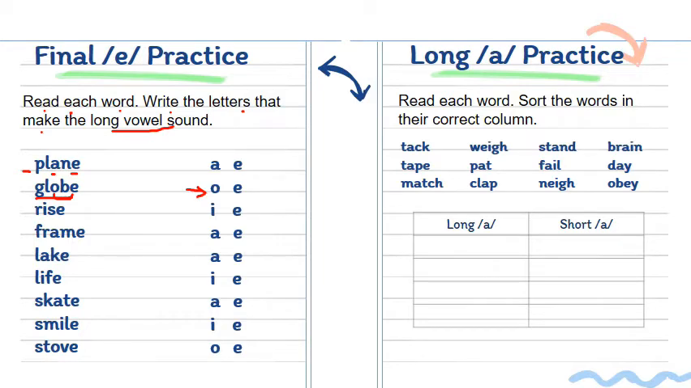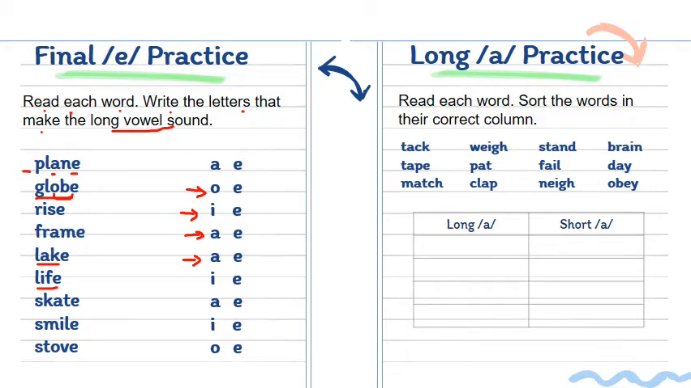Next, I have rise. What are the letters that are making the long I sound? They are I and E. Next, I have frame. What is the sound you're hearing? Frame, fr-a. So it's the long A sound. And what are these letters? A and E. Here I have the word lake. I'm saying the long A sound, and the letters that are making the long A sound are A and E. Here I have life.